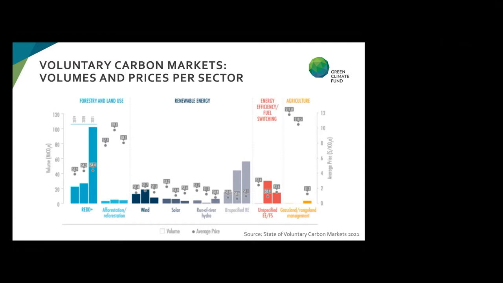And the only other sector where carbon credits fetch prices this high, and it's difficult to see here, but those little gray dots here are the carbon prices. And you can see in forestry and land use, they're higher than in energy. The only other exception is in agriculture here on the other side, where you can see that the carbon credit prices can fetch very high levels as well.